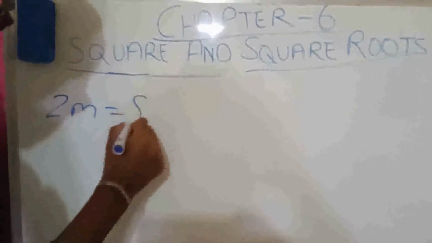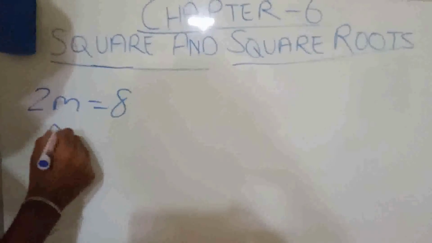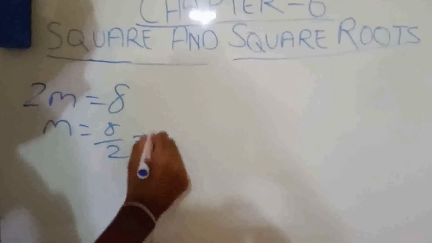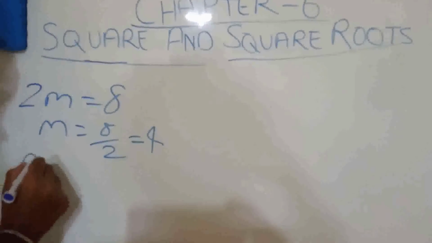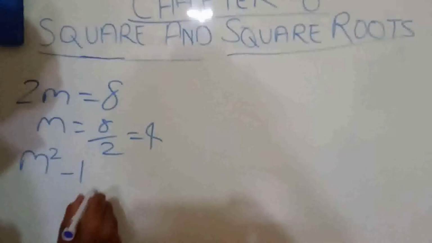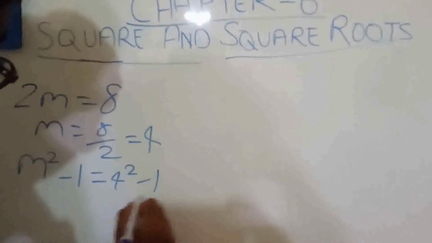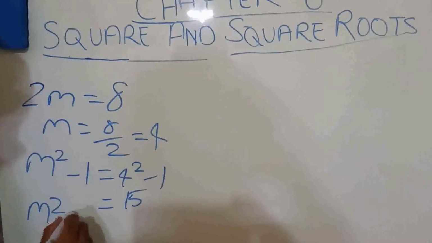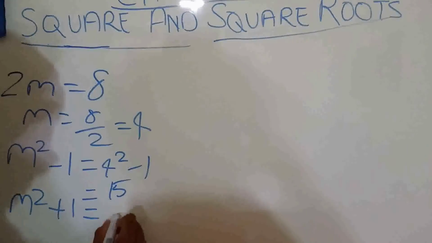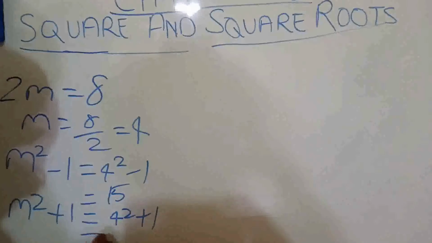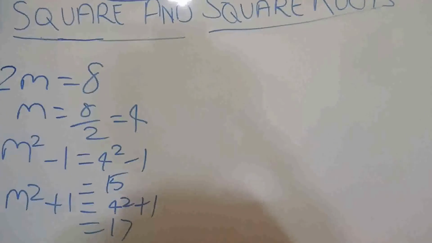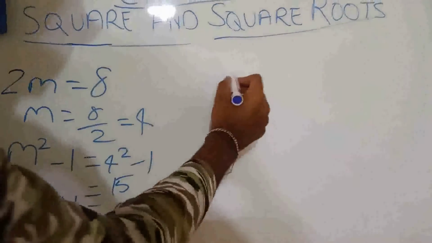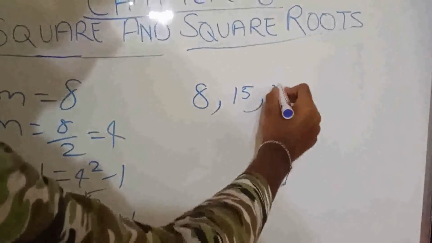Smallest member means it is going to be 2m. So 2m will be equal to 8. Then m will be 8 by 2, equal to 4. Then we find m square minus 1, that is 4 square minus 1 equals 15. And then m square plus 1 will be 4 square plus 1 equals 17. So here we have found the group which I gave you in the example. It will be 8, 15 and 17.